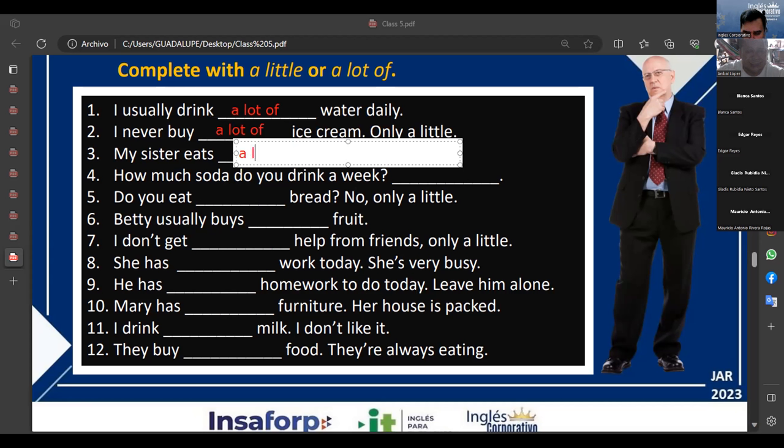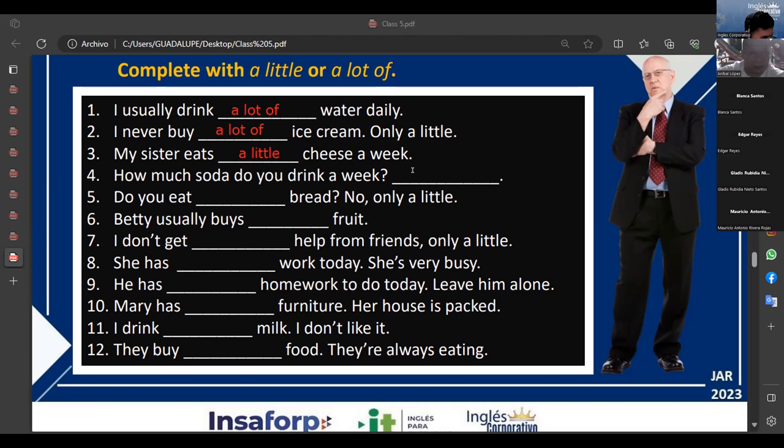A little cheese. Plural? No, cheese is not plural. Cheese is uncountable. You cannot count cheese. We say a piece of cheese, two pieces of cheese, etc. So over here, a little cheese, or a lot of cheese. How much soda do you drink a week? A lot of.